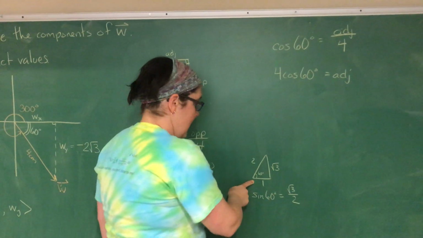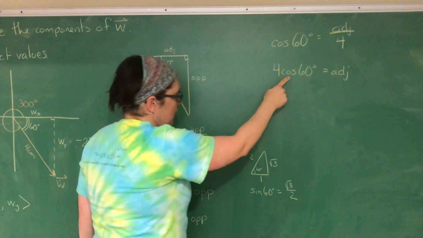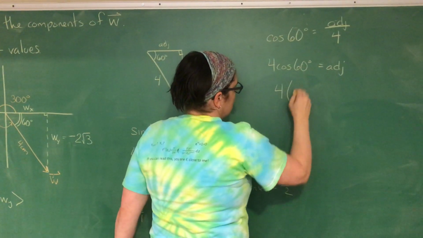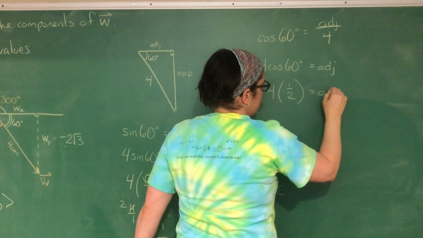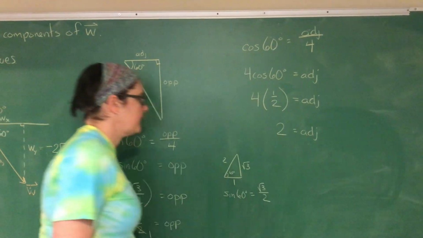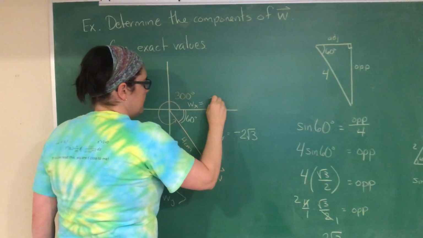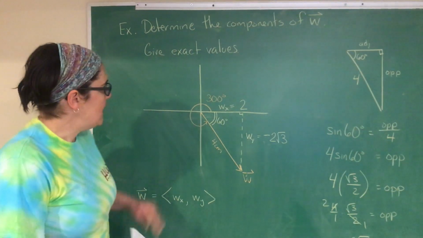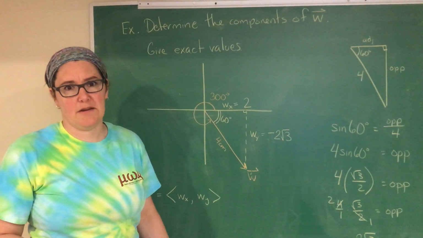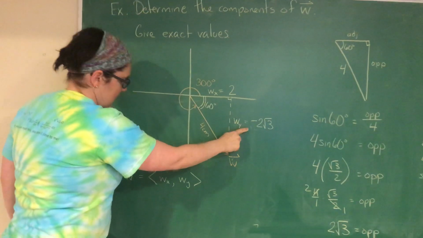And I have my little 30-60 right triangle down here. If I didn't, I could redraw it. But cosine is adjacent over hypotenuse, so that's 1 over 2. So I have 4 times 1/2 is our adjacent side. 4 times 1/2 is 2. So our adjacent side is our x component. The length of that is 2. And because it's on the right side of the x-axis, that's a positive value, so we have a positive 2 for the x component. So we've now broken up our vector into its x component and its y component.